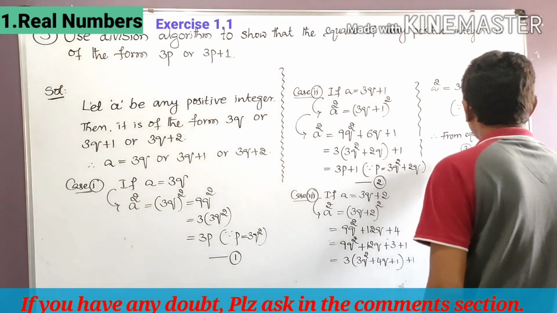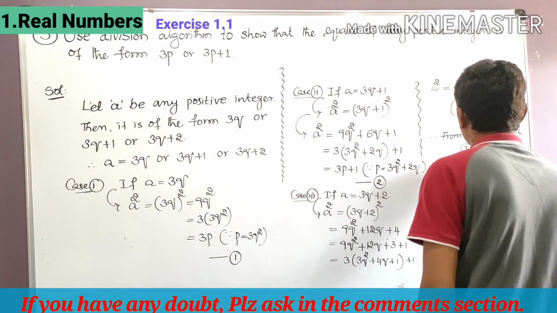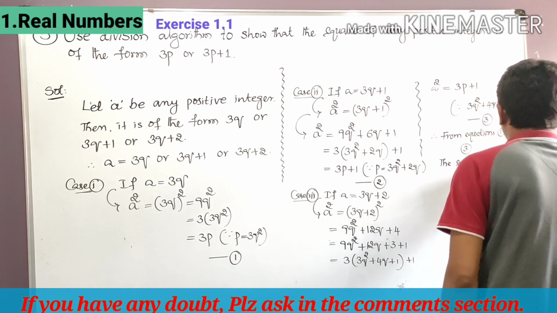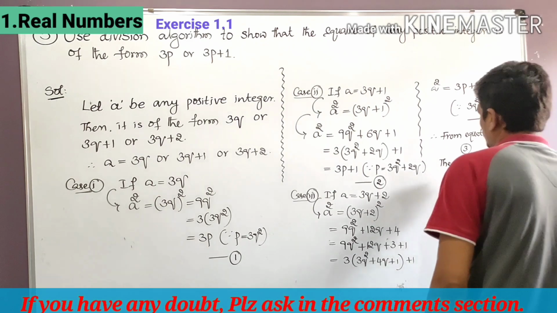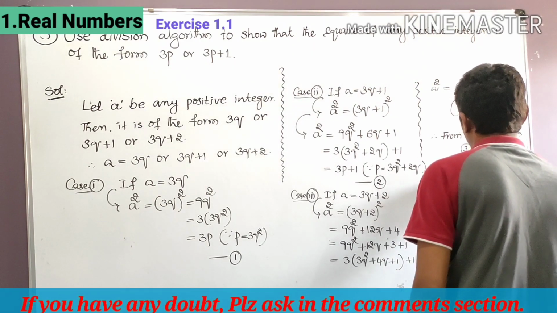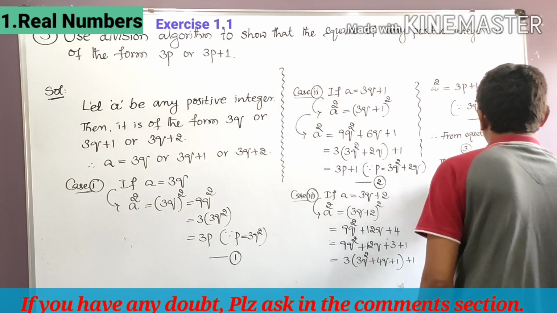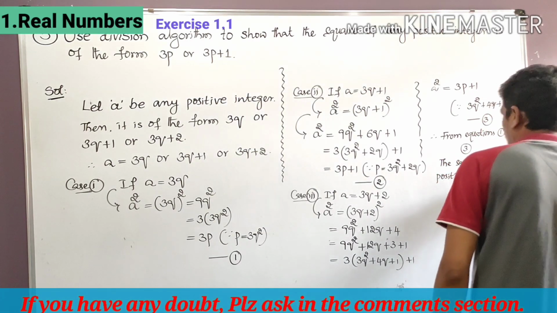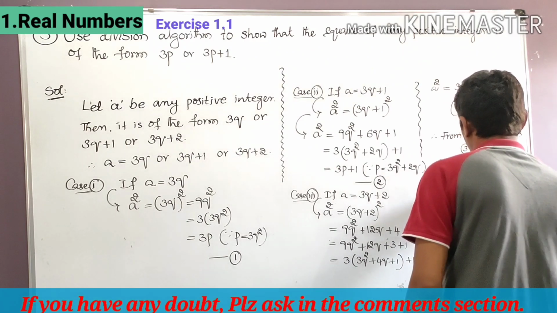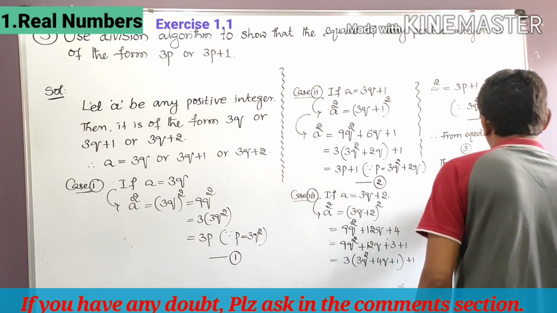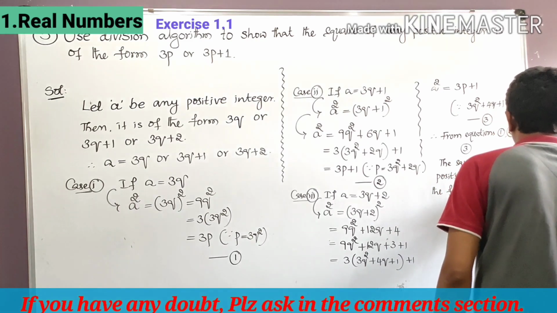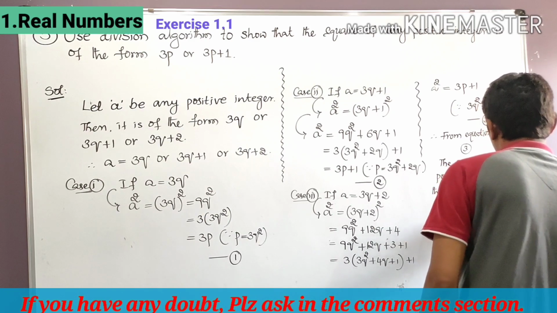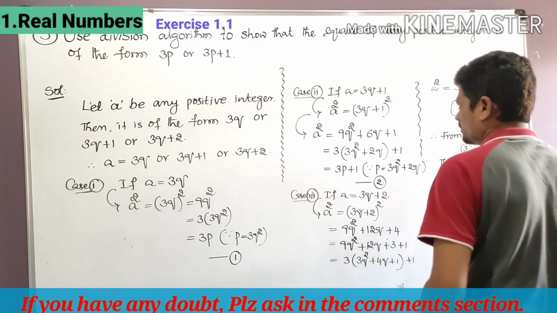Therefore the square of any positive integer is of the form 3p or 3p plus 1. So hence proved. So this is the proof of the given problem student.